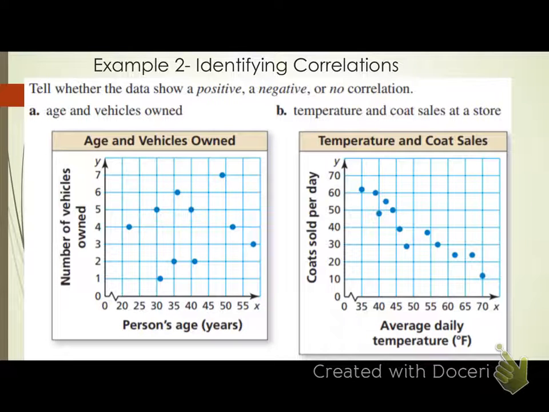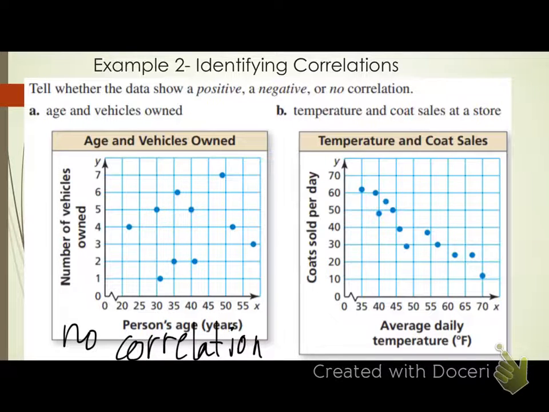Example 2, tell whether the data show a positive, negative, or no correlation. Letter A, age and vehicles owned. My x-axis is the person's age in years. My y-axis is the number of vehicles owned. Do I have any correlation here, positive, negative, or no correlation? No correlation. They're not all clustered around one line, are they? There are some points down here, and up here. There's no correlation. Questions on A? That's it for A.